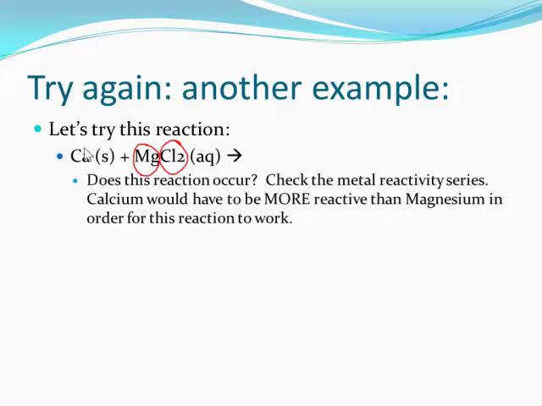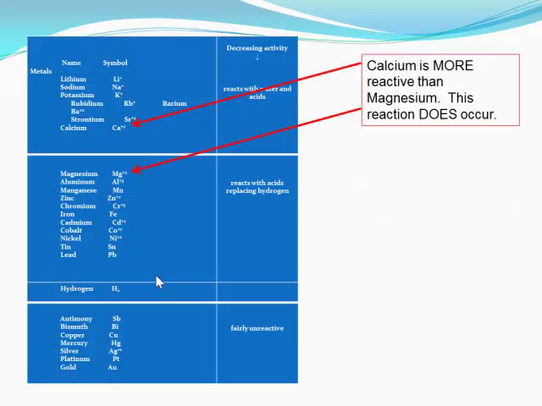Now, if calcium is more reactive, more studly than magnesium, well then chlorine is going to break up with magnesium and take a new partner. So let's check. We're looking to see if calcium is higher in reactivity than magnesium. Oh, here's calcium, and here is magnesium. Sure enough, calcium is higher in reactivity than magnesium. So this reaction will work.